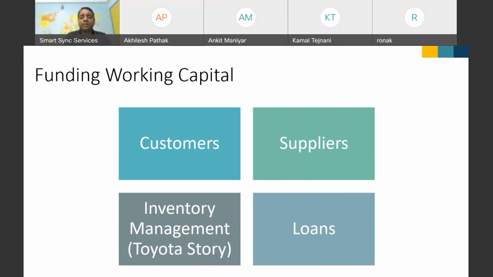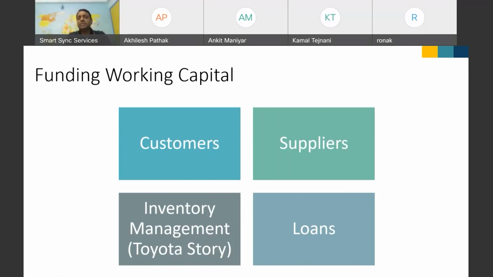The third method is inventory management. There are businesses, and automobile businesses are what immediately come to my mind, because Toyota invented this just-in-time inventory management system, which basically helps you to have a lean inventory. Because you have a lean inventory and you are following a just-in-time process, you have far less working capital tied up in inventory. So that is also one way of funding working capital.